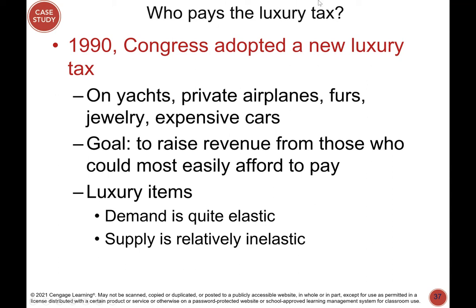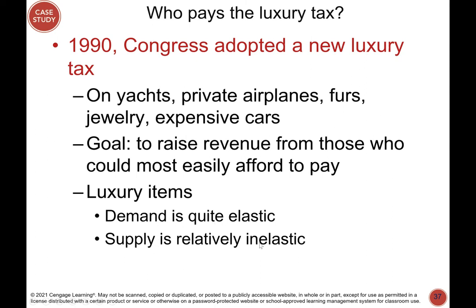In 1990, Congress adopted a new luxury tax on yachts and private planes, furs, jewelry, and expensive cars. The goal of this policy was to raise revenue from those who could most easily afford to pay the tax. The luxury items are purchased by rich people, so those are the people who can afford to pay the tax. What we have seen from the previous example is that demand is elastic. If the demand is elastic, these people have a choice, and therefore they're not going to pay much of the tax.